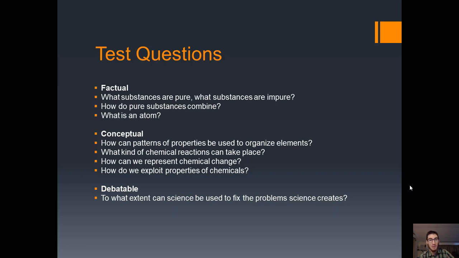How can patterns of properties be used to organize elements? So elements are organized in a certain way. Pay attention to the lesson where we learn how elements are organized. Through this, you can find the patterns of properties. Understand that properties are how we describe the elements, and the substances comprised of these elements. So I want to know how we use the properties to organize the elements.